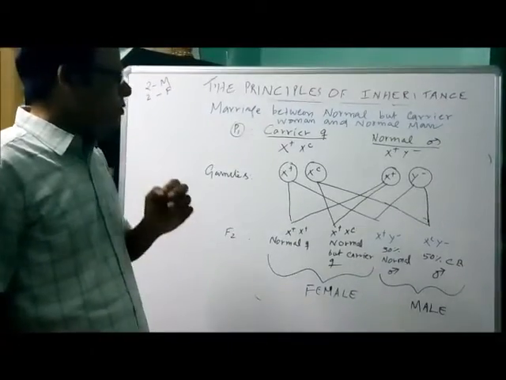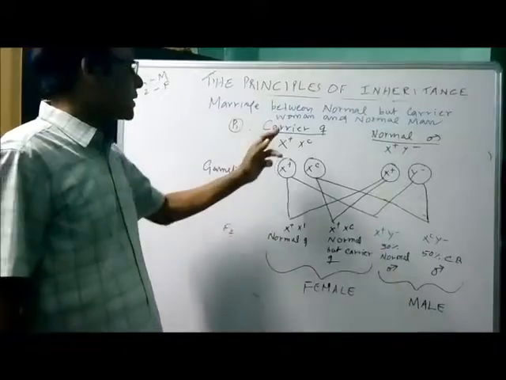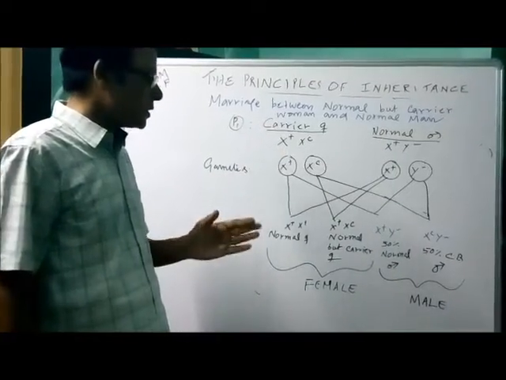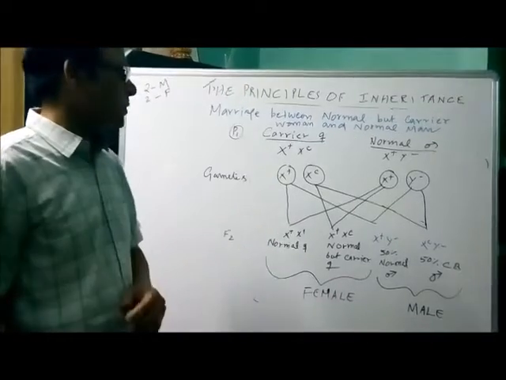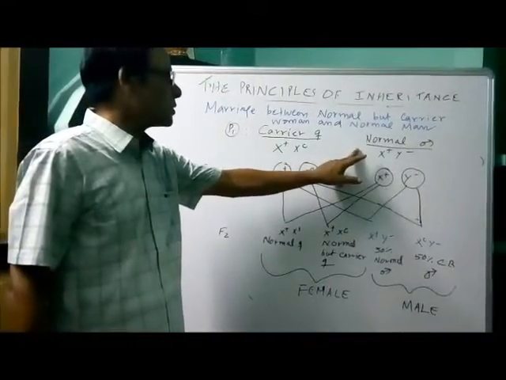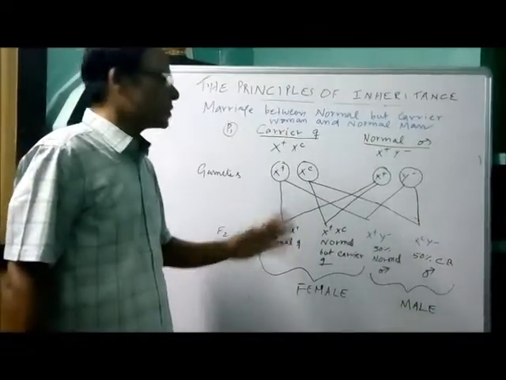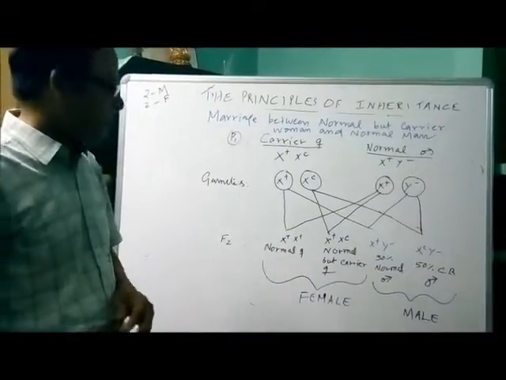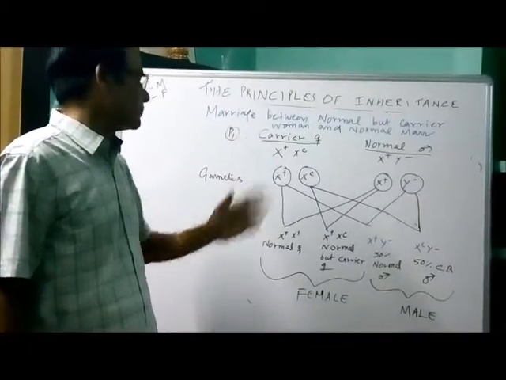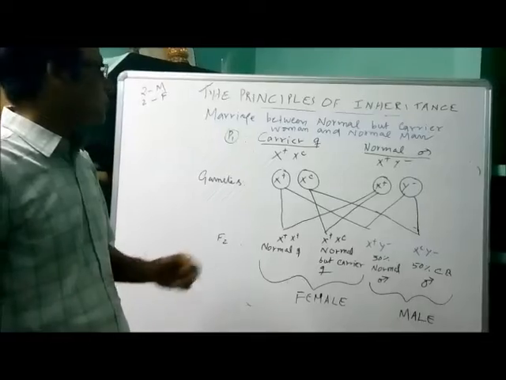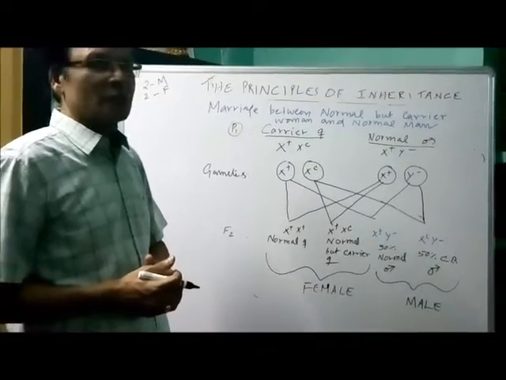So, how to keep it in mind? Once carrier is given, you can say easily about the sons: 50% normal, 50% colorblind. Once the father is normal and the mother is a carrier, no daughters would be affected. All the daughters are normal, but 1 daughter is a carrier. So this is about the 2 marriages. Now we have to go for some more illustrations.